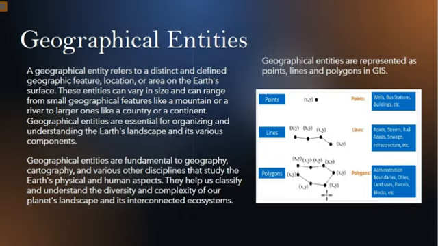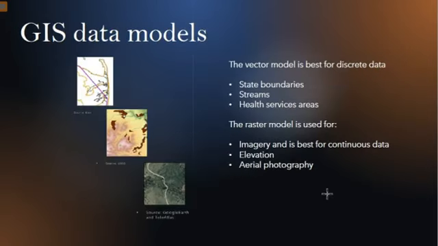Geographical entities are represented as points, lines, and polygons in GIS. There are two models, the vector model and the raster model. These GIS models vary by the use of their data. For example, the vector model is best for discrete data. State boundaries, streams, and health service areas are vector model data. The raster model is used for imagery and is best for continuous data, such as elevation or aerial photography.